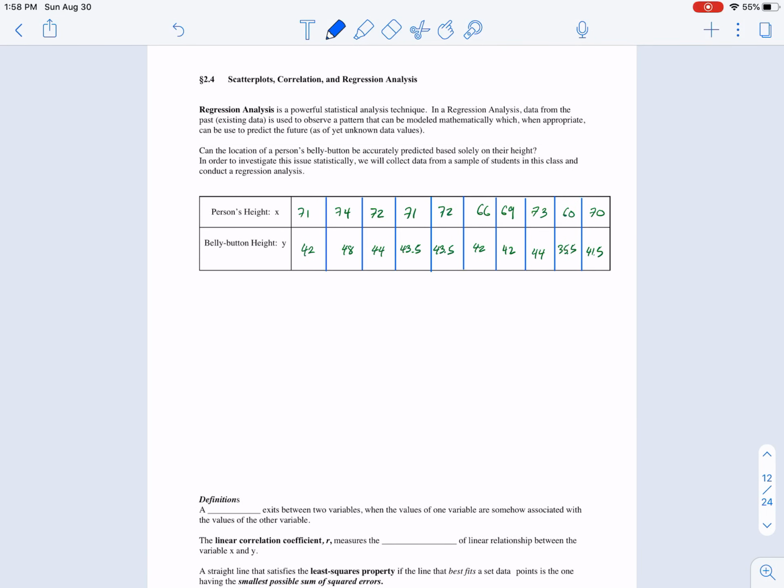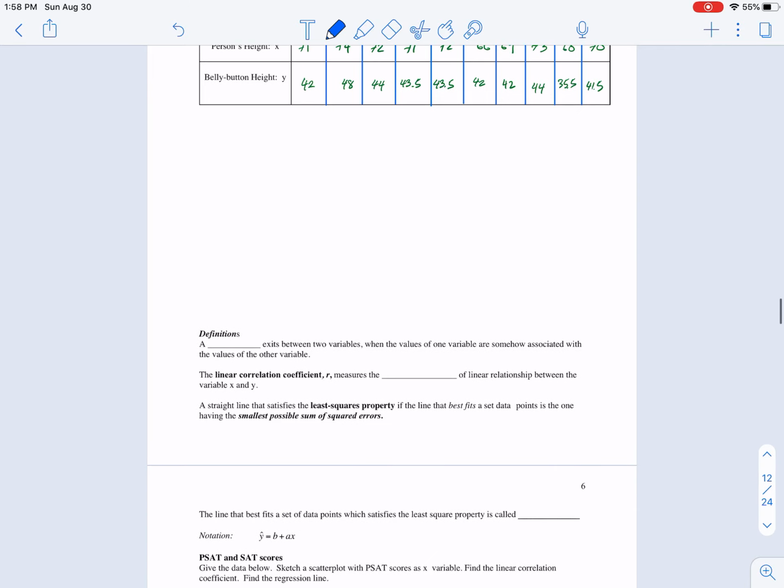Alright, welcome back guys. In this video here, we're going to discuss briefly regards correlation, especially linear correlation through scatter plots and maybe a little bit of regression analysis, not so much about it. Let's start out with a definition.